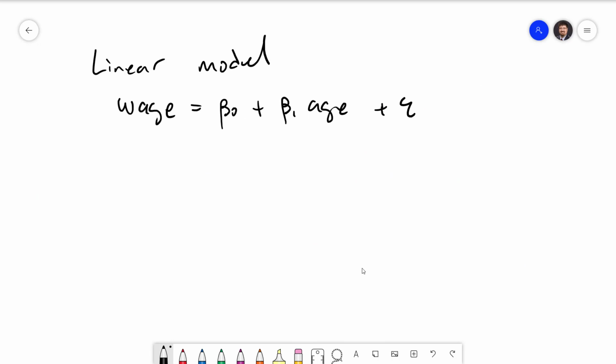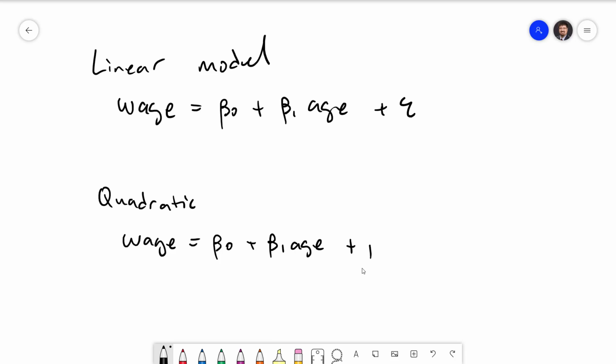The way we're going to deal with this issue is by using a quadratic model. A quadratic model adds a squared term onto our regression. So we have beta 2 age squared. This is going to allow us to have a regression parabola instead of a regression line. And this is going to add some nuance to our results.